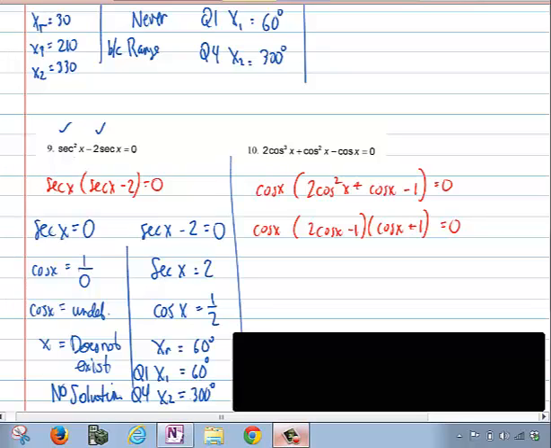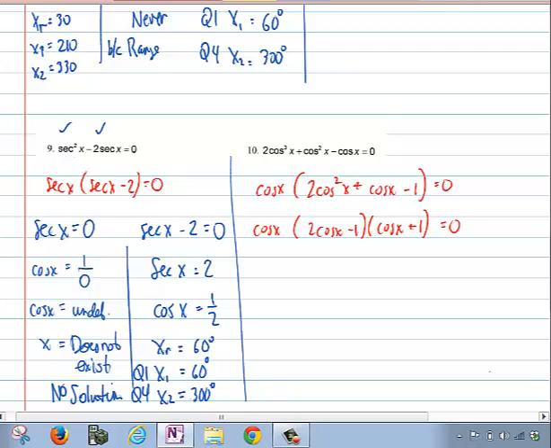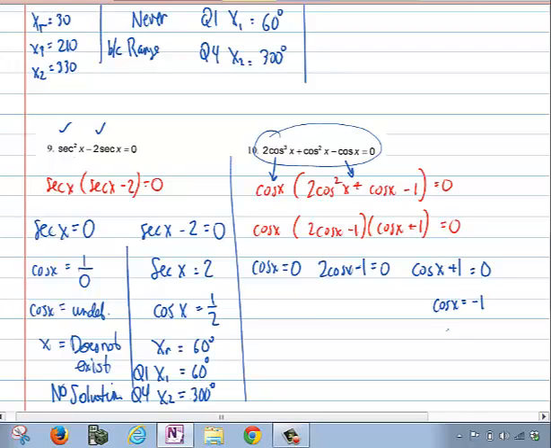Last problem, as we reach the 12-minute mark, we factored the greatest common factor out to get the cosine out. Then we had to factor that trinomial. We have all three parts: when is the cosine of x equal to 0, when is 2 cosine of x minus 1 equal to 0, and when is the cosine of x plus 1 equal to 0. Starting on the right, cosine of x is equal to -1. From our chart, that angle is 180 degrees.